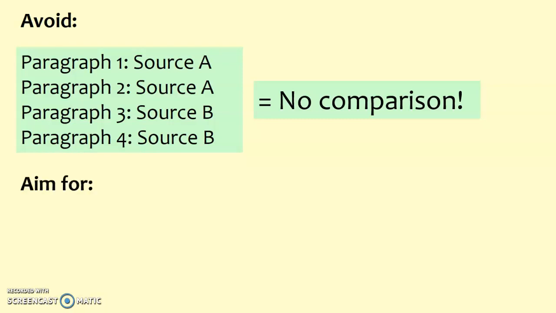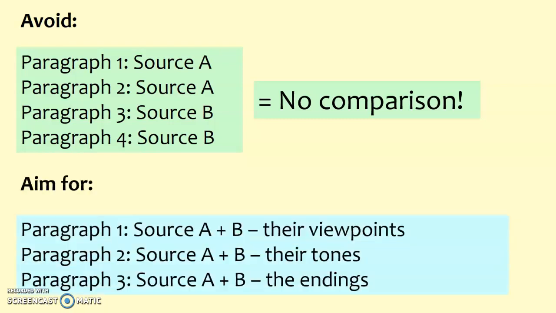Instead, what you want to aim for is something a little bit more like this. In your first paragraph, you can write about the viewpoints in A and B. Write about the tones of A and B in paragraph 2 and the endings in paragraph 3. It may well be that in the time you have, you don't get to write 3 paragraphs. Ideally, you want to leave yourself enough time to try and produce 2. It will be a challenge and it will take practice. You certainly won't be able to do this first time round.